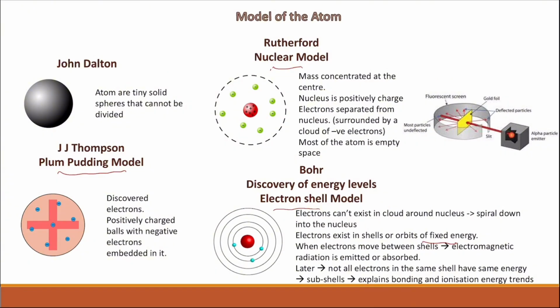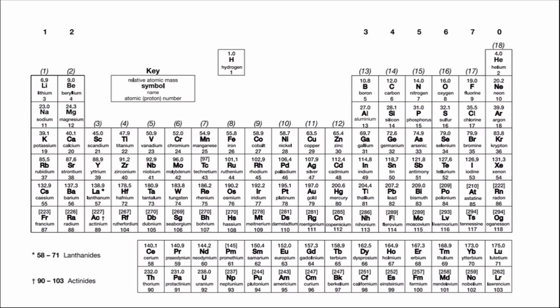Later, he discovered that not all the electrons within the same shell have the same energy. This is why he also discovered the subshells, as we know them now: s, p, d, and f. Sometimes in the exam, they may ask you to write the electronic configuration of a certain element or an ion. You don't even need to look at the atomic number.